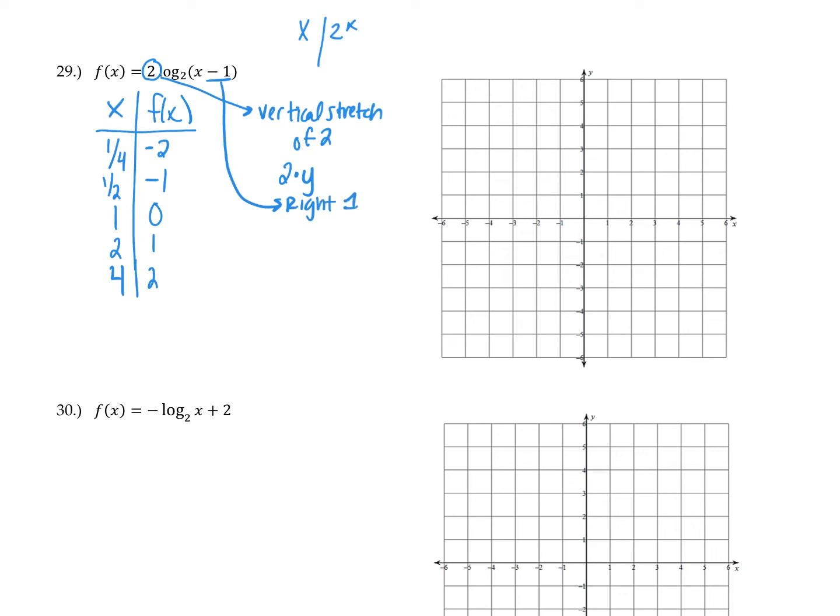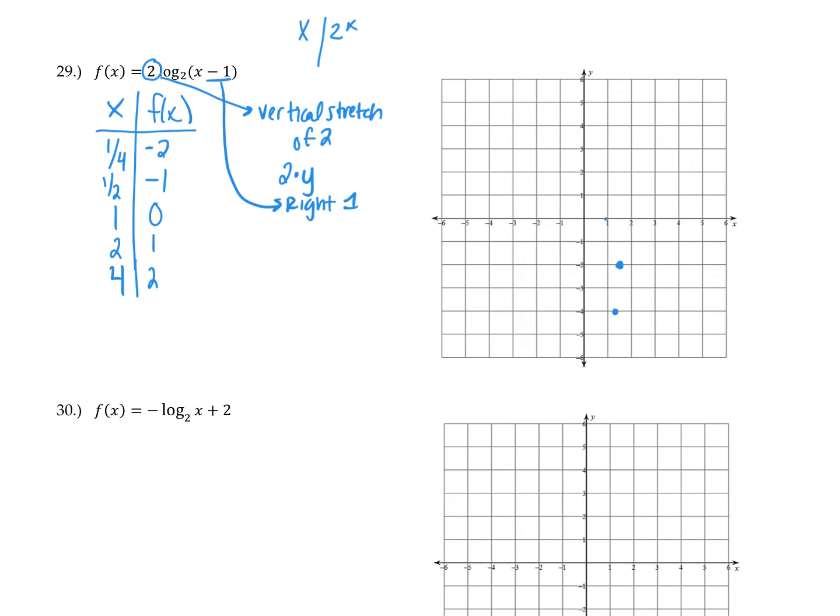All right, so I'm going to plot (1/4, -2), so that would give me right here. Now I'm multiplying my y value by 2, so that would bring me down to -4. But then I'm going right 1, so it's going to bring me right here. And I'm going to do the same thing for all my points. So (1/2, -1), multiply my y value by 2, so that brings me down to -2. But then I'm going to go right 1, so my point will be right there.